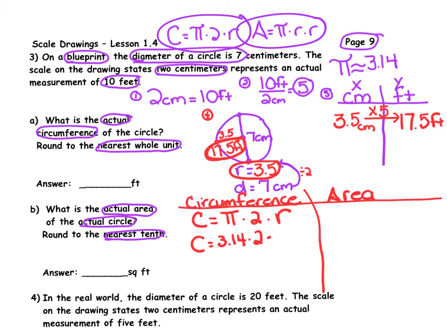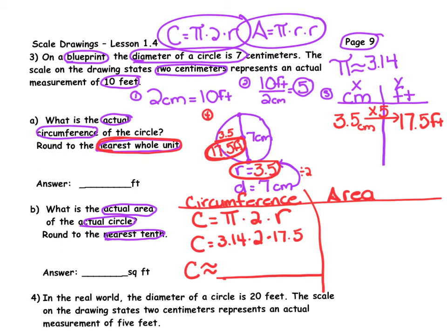3.14 times 2 times 17.5. Take a moment, punch that into your calculator, and write your entire answer down. And at the very end, remember you're going to round to the nearest whole unit.